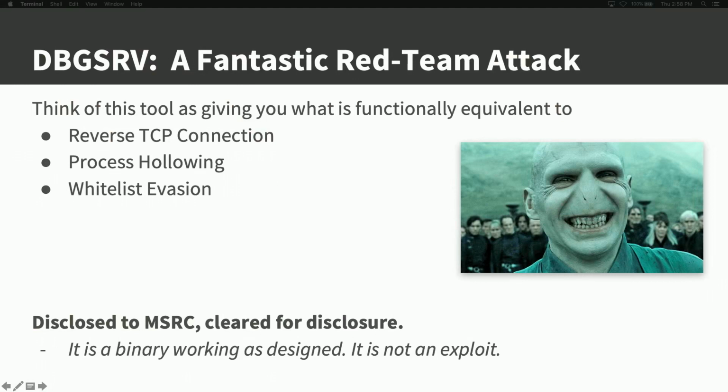So functionally, it gives you the capability of a reverse TCP connection, and then you're able to remotely debug a process, and that's functionally equivalent to whitelist evasion and process hollowing. Did talk with MSRC about this, and again, this is a binary working as designed. It's not an exploit, it's also not default, but it's super interesting for potentially an attacker targeting a developer system because it may already be there.